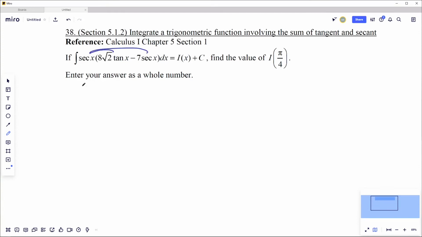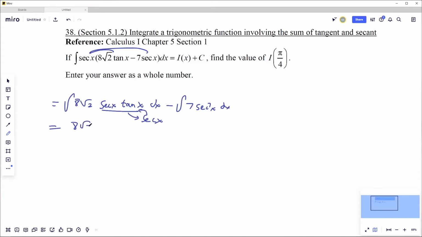So distribute the secant x and split the integral. You get the integral of 8 square root of 2 secant x tan x dx, don't forget the dx, minus the integral of 7 secant squared x dx. And this is an actual derivative of a function, which is secant of x. So the integral of a derivative gives you the function. So this is the derivative of that. The integral of this gives you this.